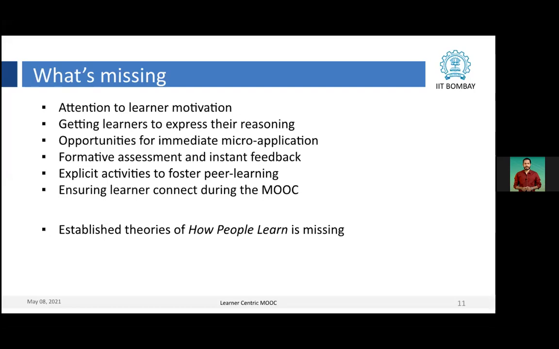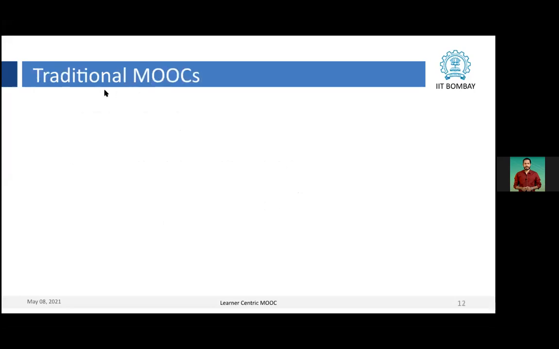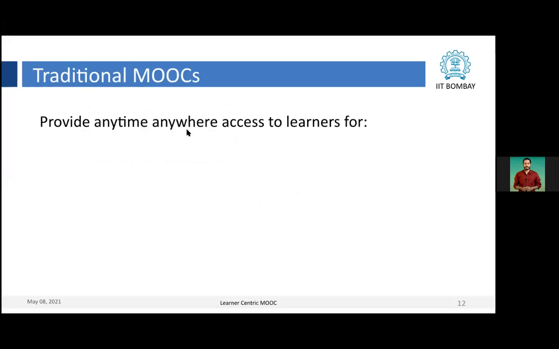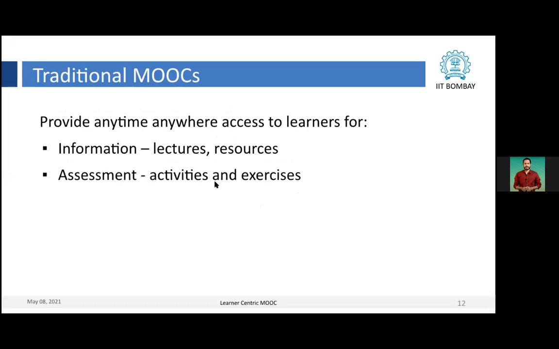So these could be the possible missing parts in this particular scenario. What do the traditional MOOCs do? Definitely they provide anytime, anywhere access to learners for certain things. Basically, access to information in the form of lectures and resources, access to assessment in the form of activities and exercises, and access to discussion with peers as well as with the teachers.